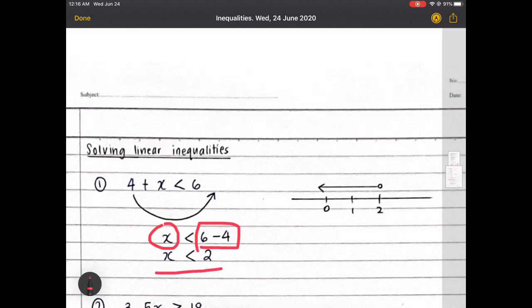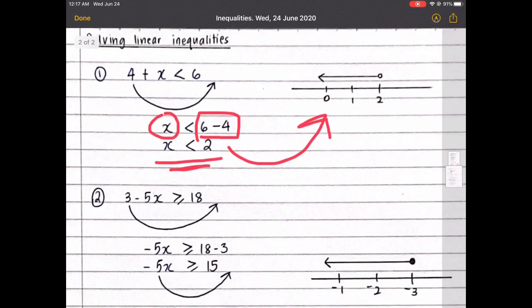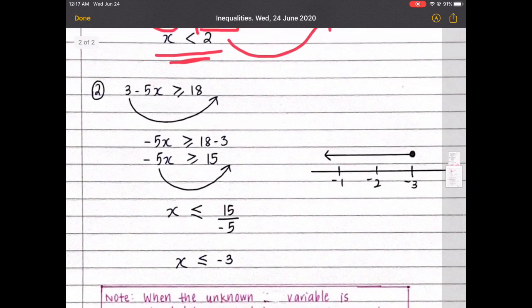Some questions may ask you to stop here, but there are other questions that may require you to represent it on a number line. Okay, so just draw it like how we have shown you in the previous page. Okay, here's a different example.